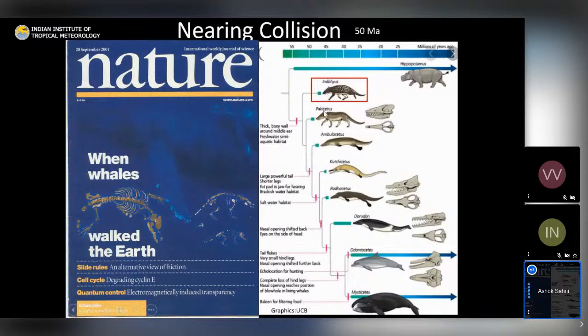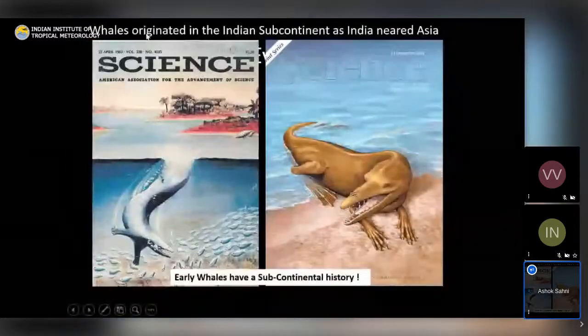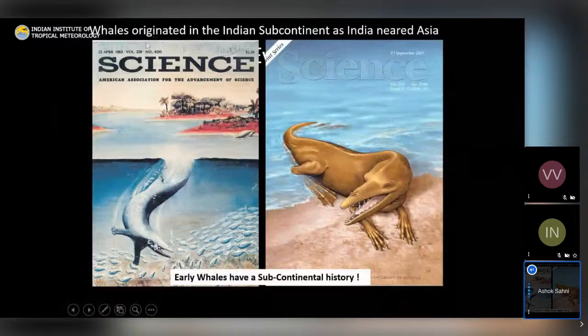So there's something about global biodiversity. We can say that India was the center of origination of whales. So a number of papers have actually commented on how whales originated and what they look like.